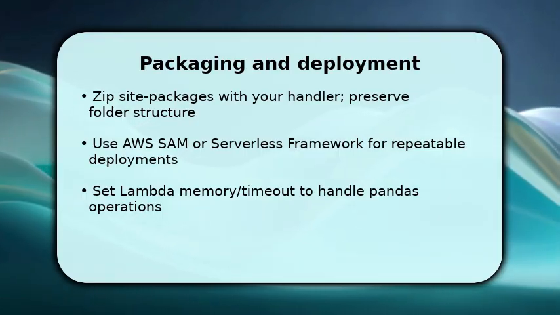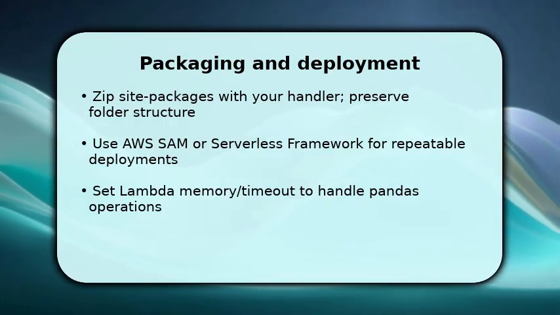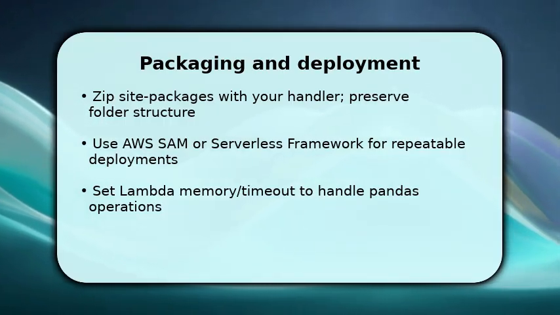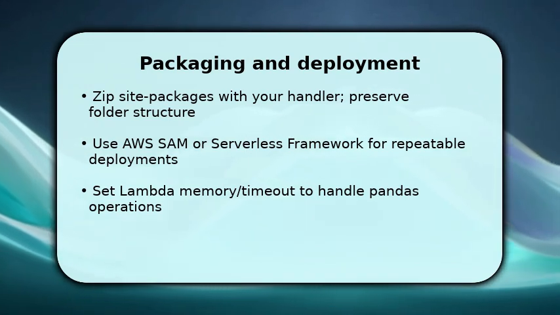Finally, adjust Lambda memory and timeout. Pandas benefits from more memory because AWS scales CPU with memory. So increase memory to reduce runtime when processing larger data frames.